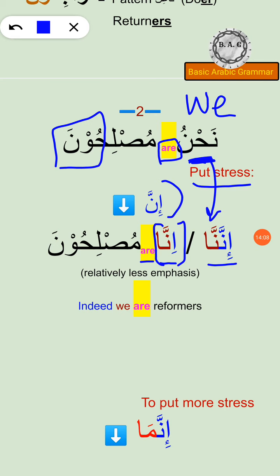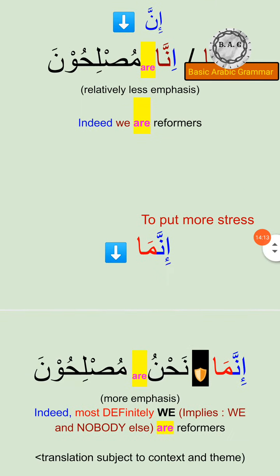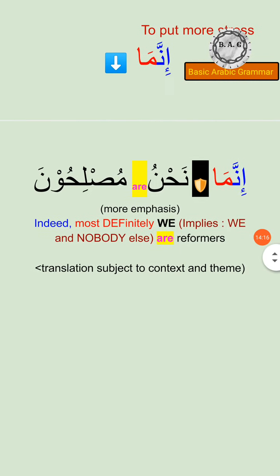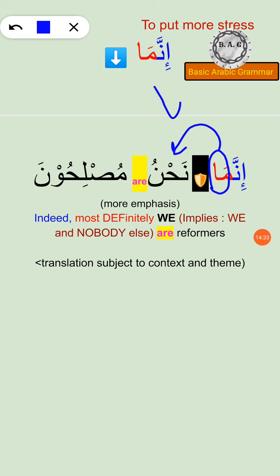Now let's put some more stress on it. We did innama in the previous lesson, so we add this ma to inna and it becomes innama. What happens now? Innama nahnu. This ma acts as a shield for the ism of inna, and therefore it nullifies the effect of inna on that ism. So our na becomes nahnu once again. Its nasab form becomes rafa once again.